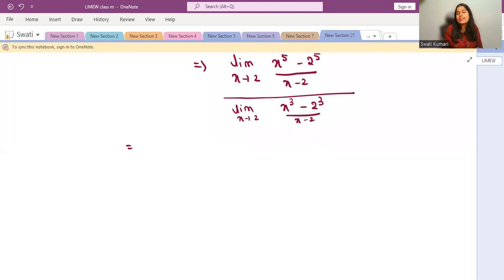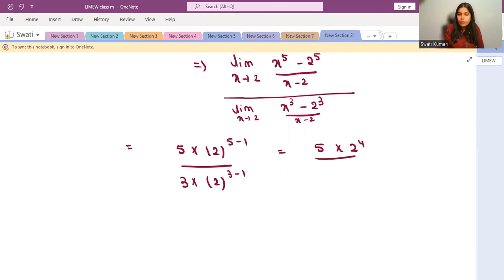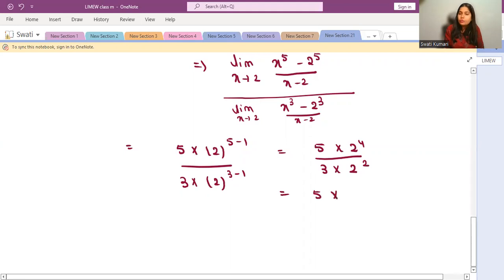So because this is in the form of limit x tends to a, x raised to n minus a raised to n upon x minus a, we can use the formula n into a raised to n minus 1. So here n is 5, a is 2, n minus 1, that means 5 minus 1, upon, using the same formula, n is 3, a is 2, n minus 1 is 3 minus 1. And this will become 5 into 2 raised to 5 minus 1 is 4 upon 3 into 2 raised to 3 minus 1 is 2.